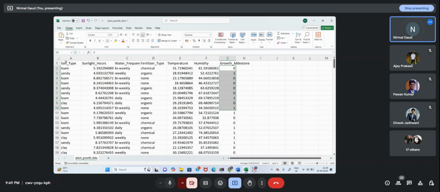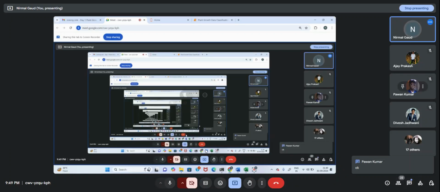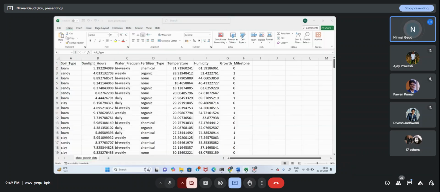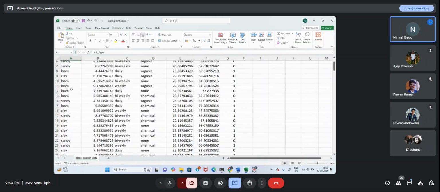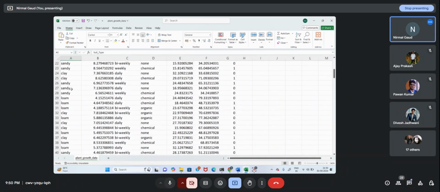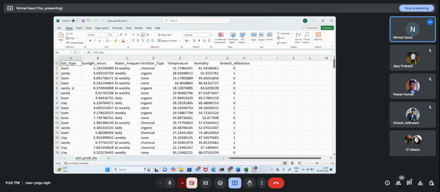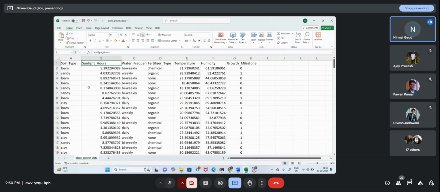So I am having a soil type. Yes, okay, so Mr. Pawan said okay. This is my data in which I have soil type: loam, sandy, clay. These are the soils available to me. I also have sunlight hours for that particular location, 5.194. This much sunlight is available to us.